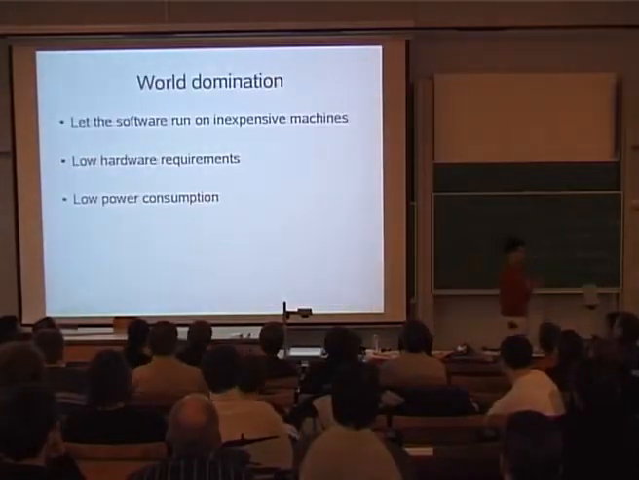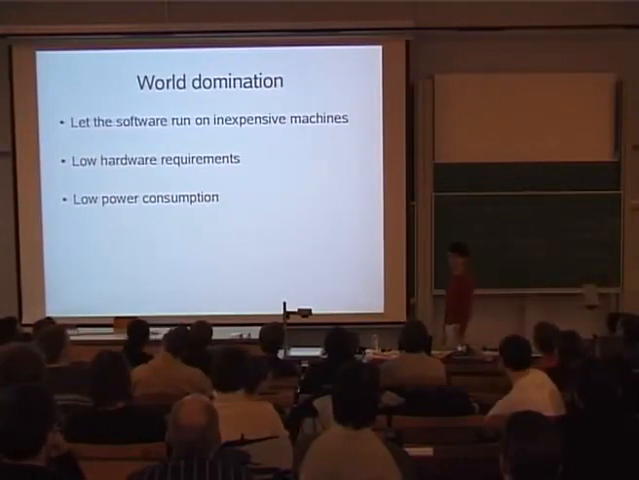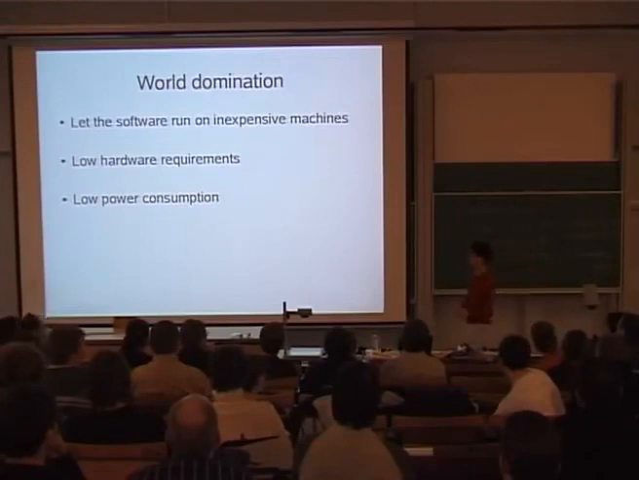So the other reason we want to make things fast is to dominate the world. I mean, the whole world is going to be using old PC machines pretty soon. And they're really low powered. You know, they have a slow processor, slow memory. They have no hard drive. They just use a flash card.